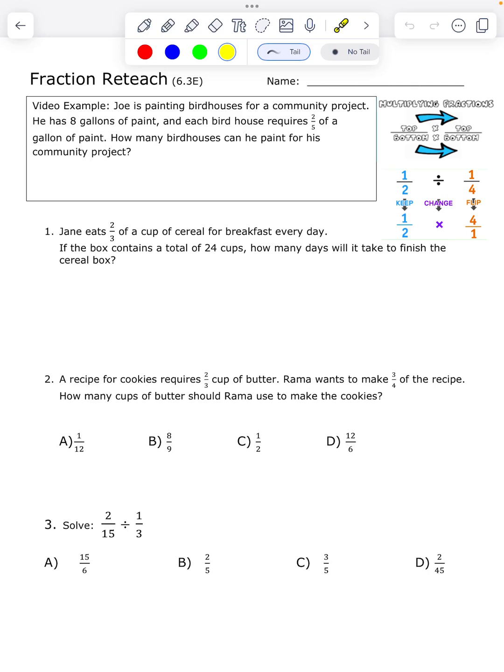All right, guys, this is our fraction reteach. So we are going over fractions and how to solve them. So remember, we have two strategies for solving fractions.